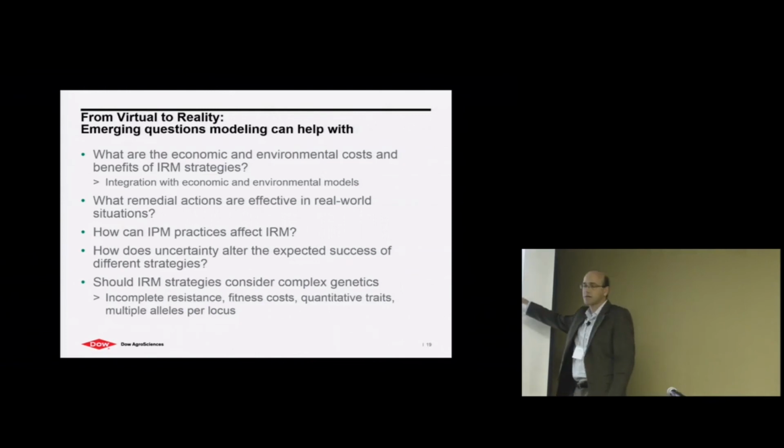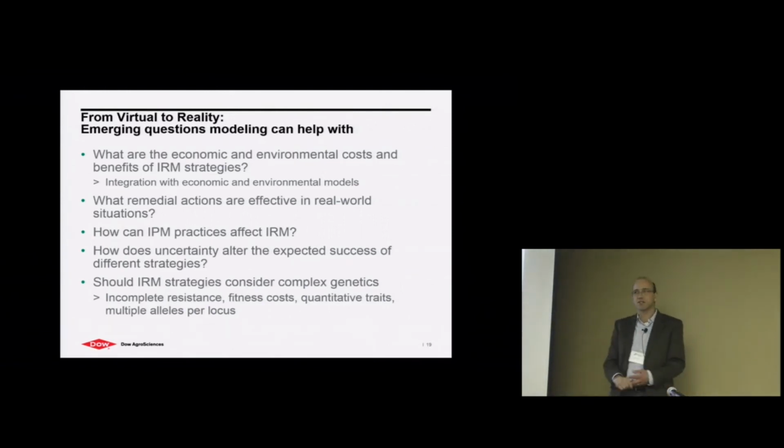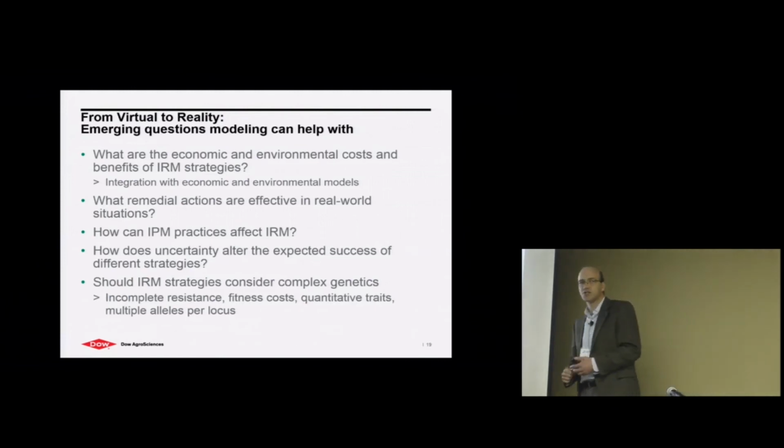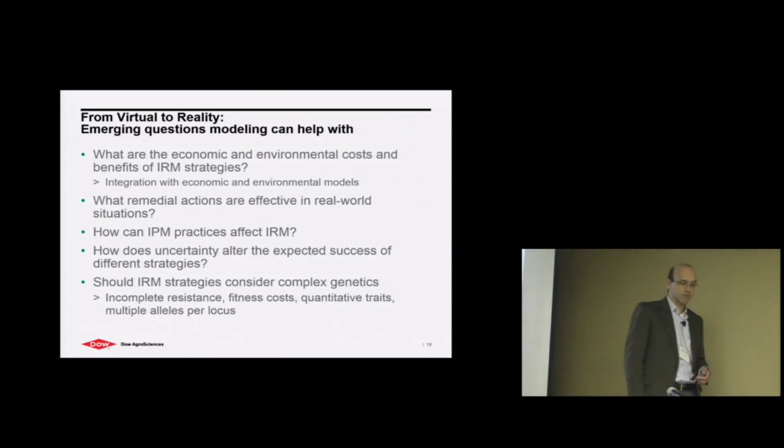What remedial actions are effective in the real world? We have resistance situations out there now. There's a lot of talk around remediation. What are we going to do about this? Can models be used to help us understand how we could influence the gene frequency down, or at least influence the impact of the gene on the economic ability of a grower to raise a crop?